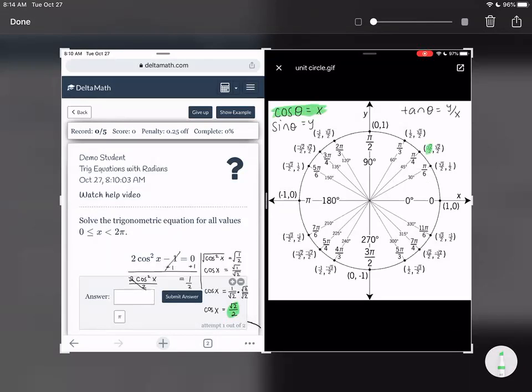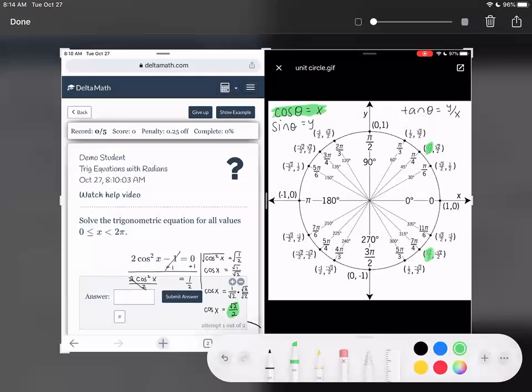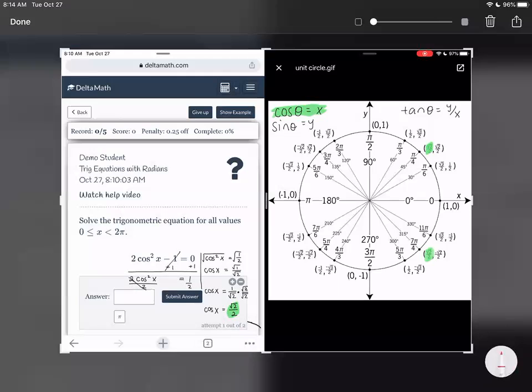And I see it over here and over here. And so, since I see it over there, our answers, I can circle them in red, would be the radians pi over 4 and the radian of 7 pi over 4. Okay, any questions up until here?